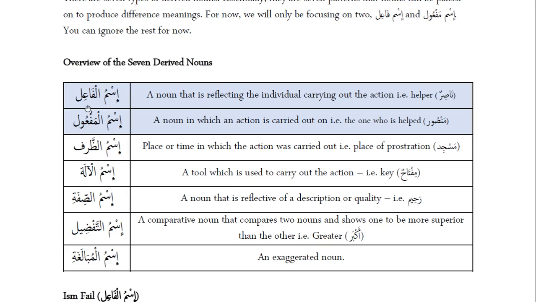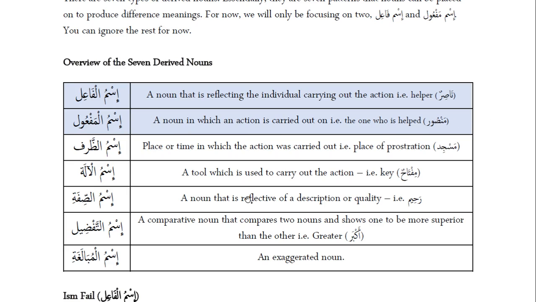quick introduction. So ismul fa'il is a noun that is reflecting the individual carrying out the action, right? So the doer of an action. An example of this is nasirun, right? It's on the pattern of fa'ilun, and it means helper. So ismul maf'ul is a noun in which an action is carried out on, i.e. the one who is helped. Mansur. See, look at it. It's on the pattern of maf'ul.